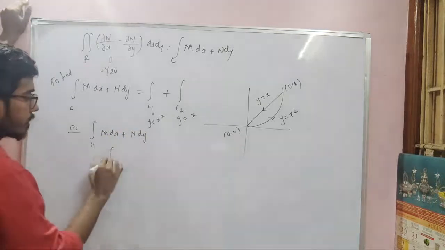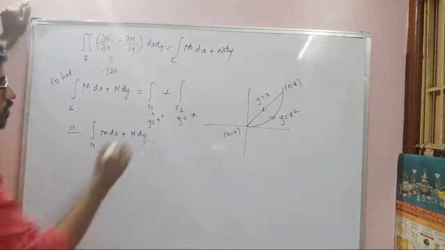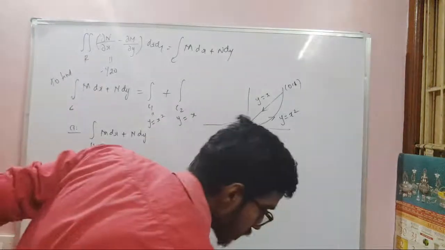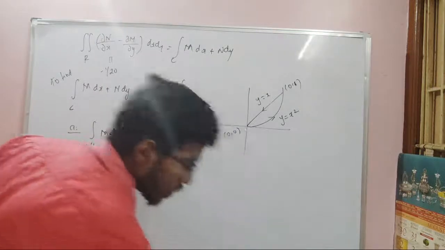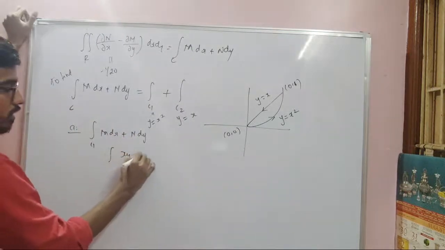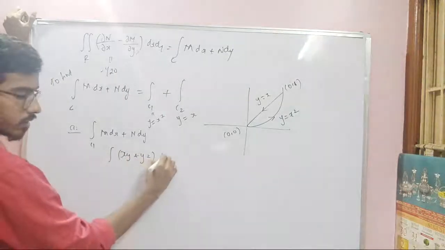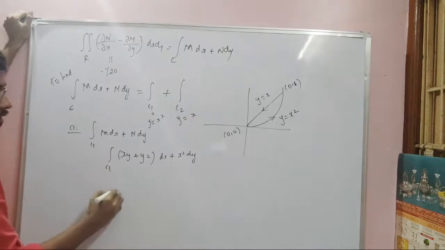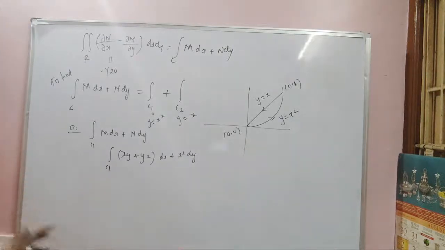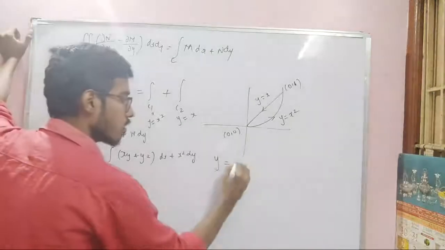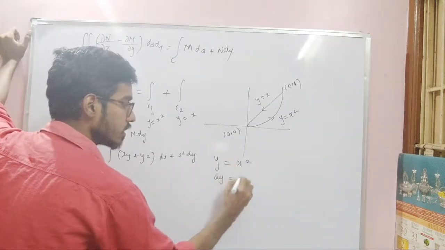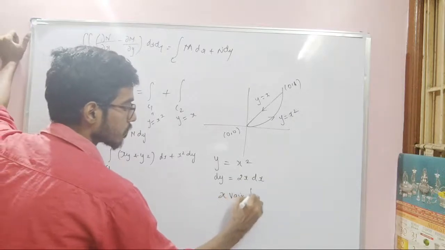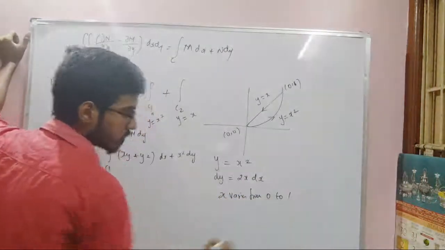So our m dx plus n dy is xy plus y square dx plus x square dy. This is our C1. Now we have to change everything in terms of x or y. So for C1 we have y is equal to x square, which means dy is equal to 2x dx. So x varies from 0 to 1, right?